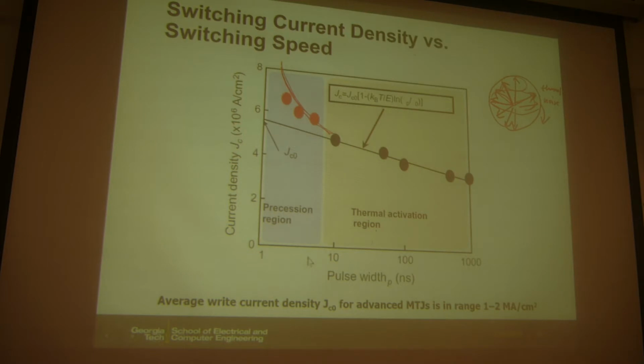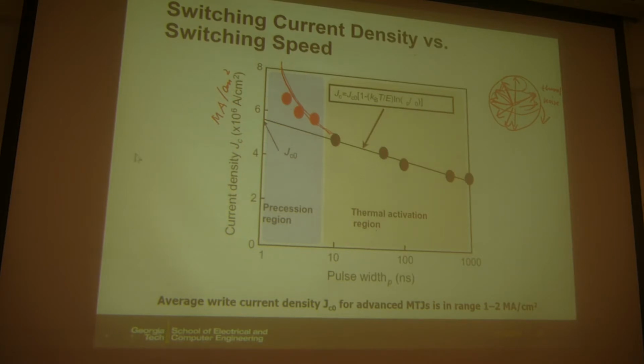So you can see the scale here: above 10 nanoseconds is thermal switching, and below 10 nanoseconds, especially below 5 nanoseconds, is this precession region. And the typical current density you see here is a few mega amp per centimeter square.